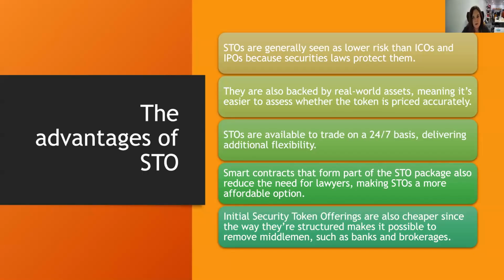They're also backed by real-world assets, meaning it's easier to assess whether the token is priced accurately, and that's a really important one because professional financial people, or even us, can actually go and investigate what the company's worth and whether the STO is priced at the correct price. That can influence our decision whether we buy, sell or hold them. So it's a lot more open than an ICO.